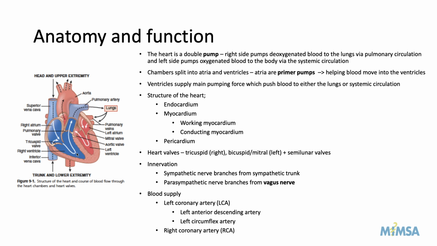There's no muscarinic receptors on the ventricle, so it only affects, for example, heart rate, and the atria cannot affect the ventricles. And then blood supply, we'll talk more about this during the coronary circulation. But it's basically split into two coronary arteries.